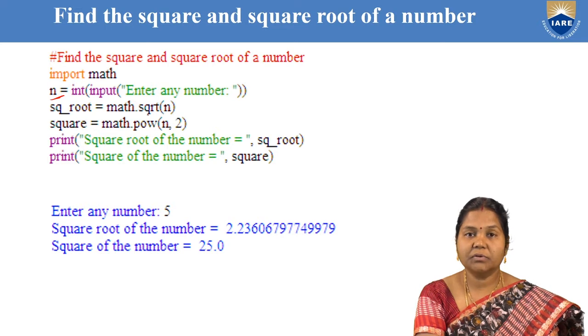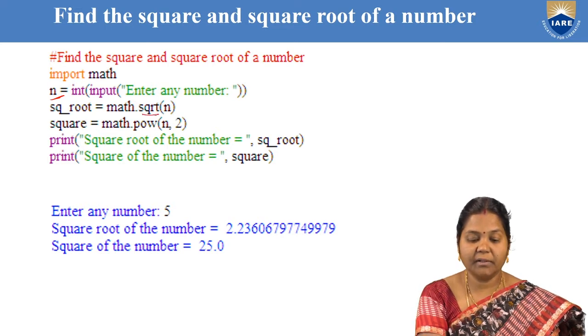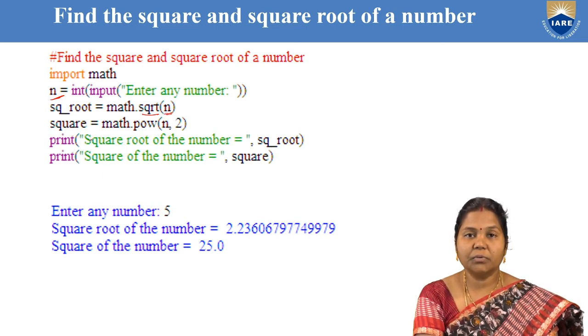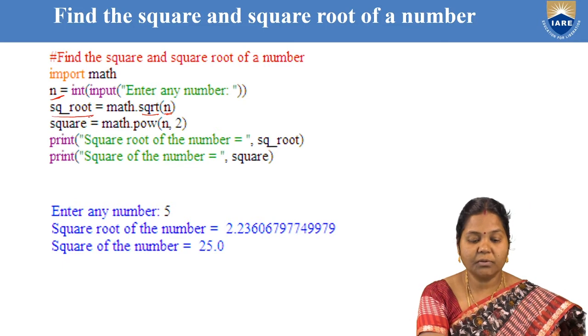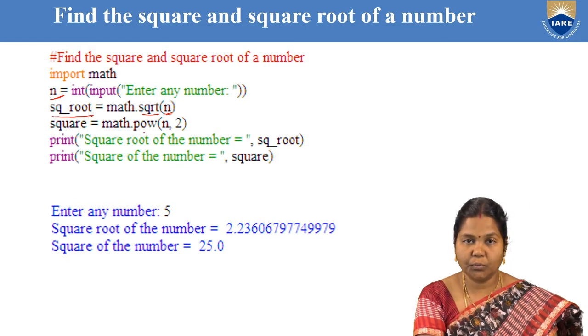So how to find out square root? For that, sqrt is the built-in function available. So write math.sqrt of that number. It will give you the result, the square root of that number. So we are storing it into the variable sq underscore root.